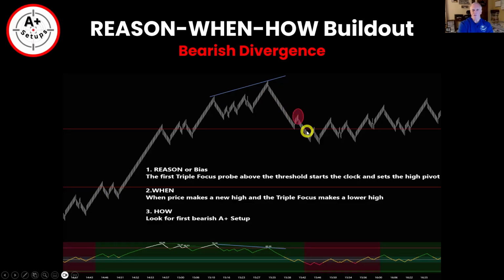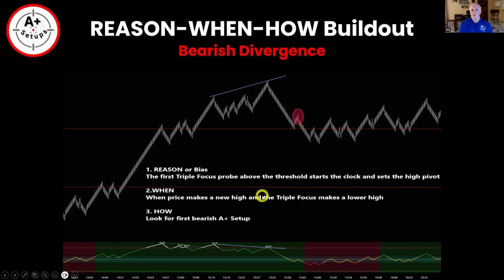off of this divergence. So this setup here is, again, the first triple focus probe above the threshold, which is above the -60. That starts the clock. That gives you the reason. The when is once you make the higher high in price, the lower high in the divergence, and then you grab the setup, and that's the how. First bearish A plus setup. Again, that looks kind of like a jiggle right there, but it'd be a jiggle or a reverse mullet. Okay, so that's the divergence trade.